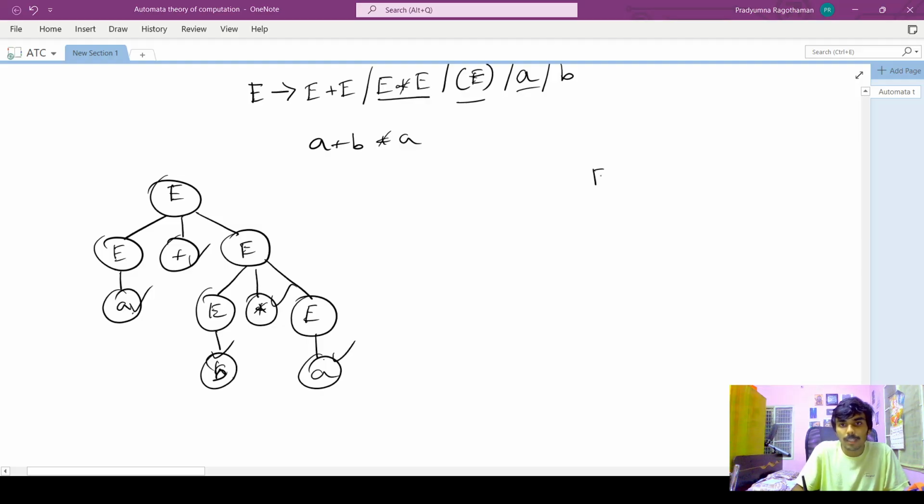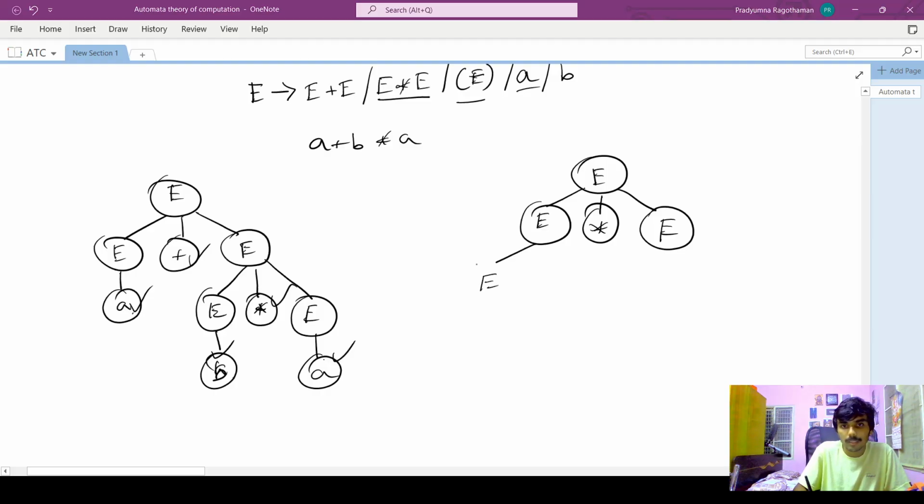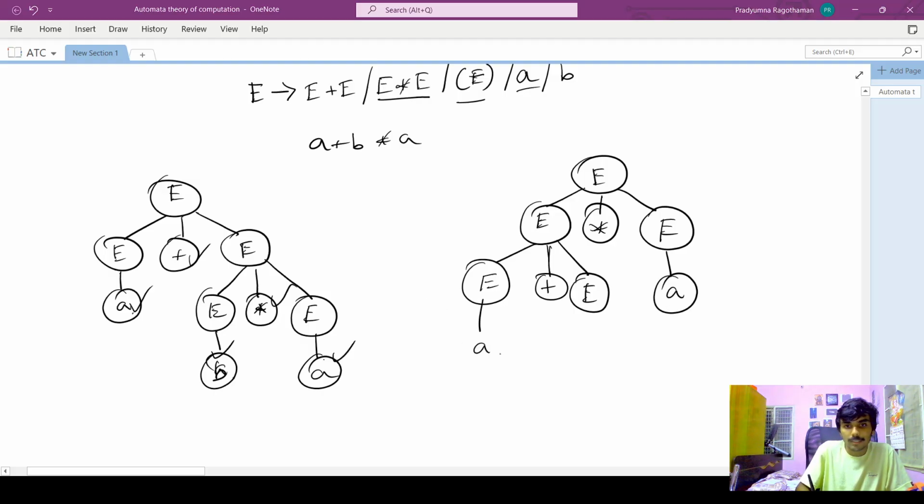Can we have a different tree that derives the same expression with the same grammar? Let's see. This time let us take E star E first. And this is E plus E, right? E plus E, and this E will be A, and finally this is A and this is B. So we have derived A plus B star A.